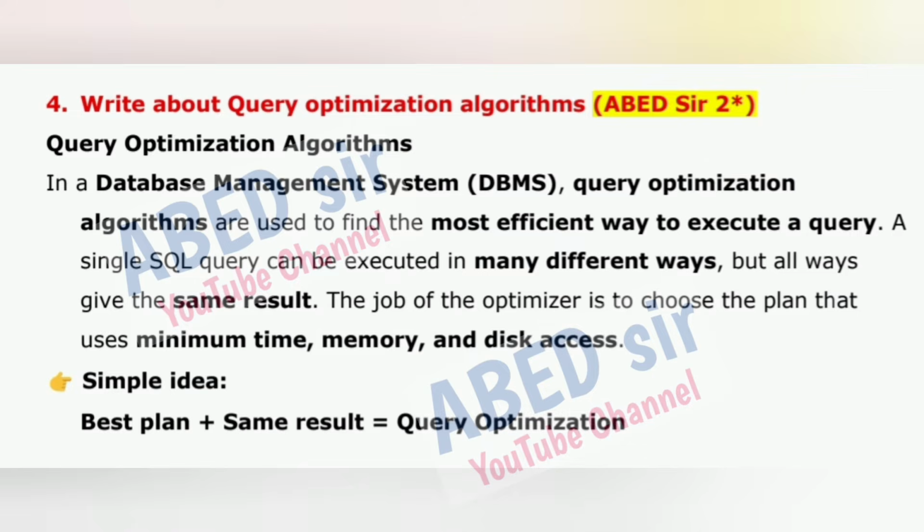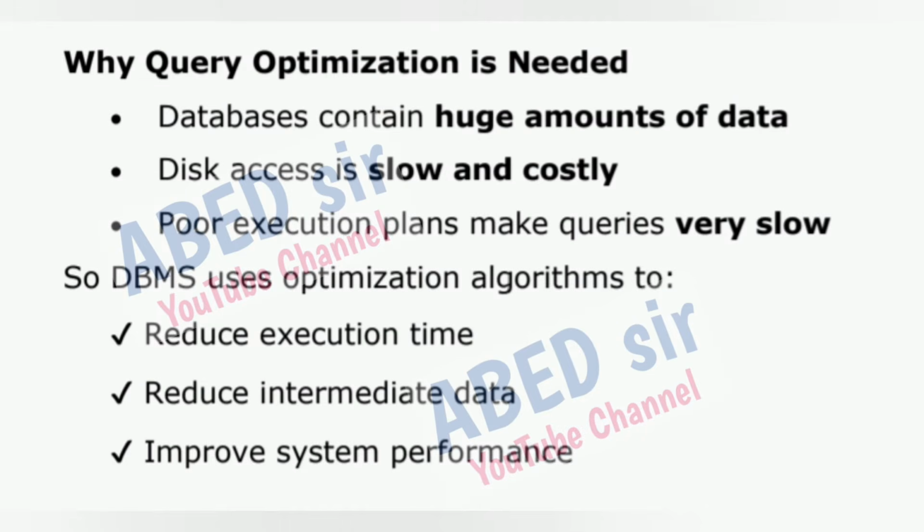Simple idea. Best plan plus same result is equal to query optimization. Why query optimization is needed? Databases contain huge amounts of data. Disk access is slow and costly. Poor execution plans make queries very slow. So DBMS uses optimization algorithms to reduce execution time, reduce intermediate data, improve system performance.